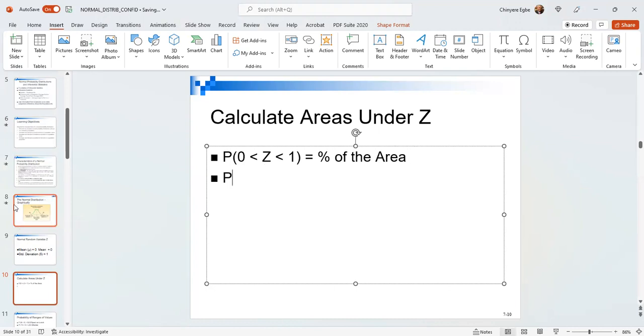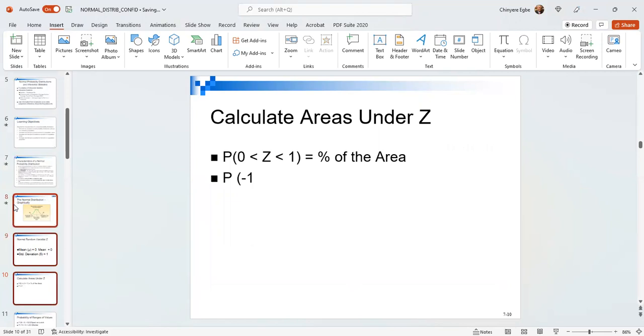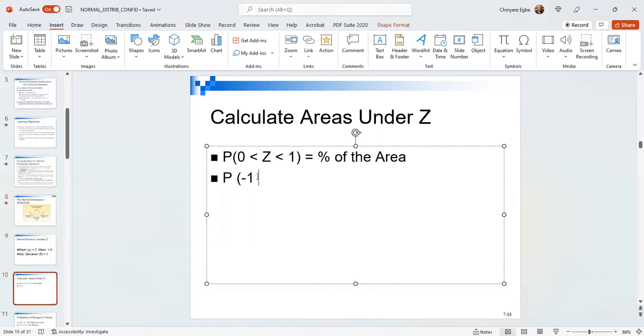The other question, you ask yourself, what percentage of the area is between -1 and 0? So you ask yourself another question, what percentage of the area is between -1 and 1?